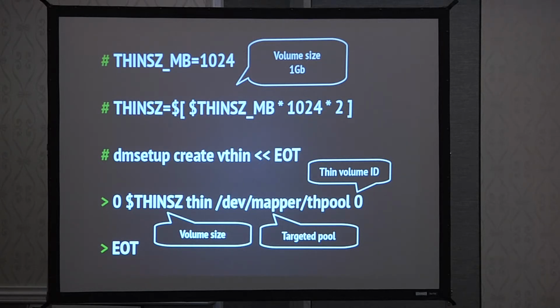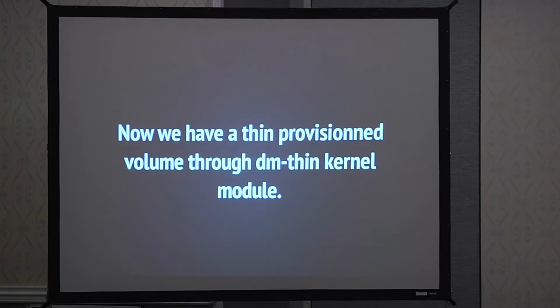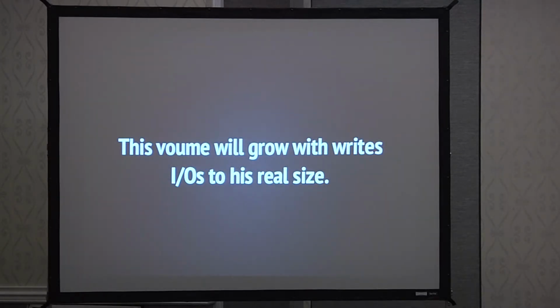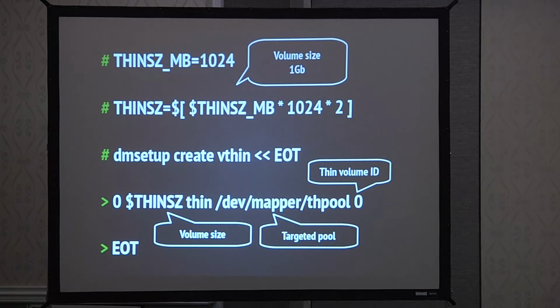We have the thin size in megabytes, and we calculate the thin size in sectors. So we have to create it with this rule. We start from 0, thin size, and the target is thin, and we will use the thin volume created in the thpool with the ID 0. And at this point we have a thin provisioned volume with DM-thin. This volume will grow when we write on it, up to the real size. And if I go back, the real size is the thin size.